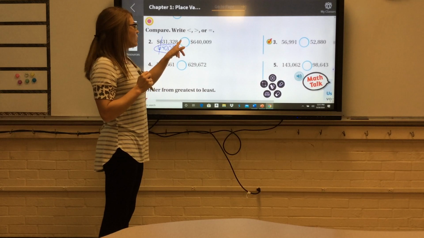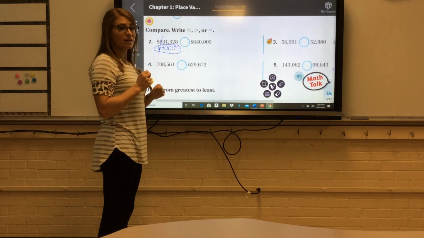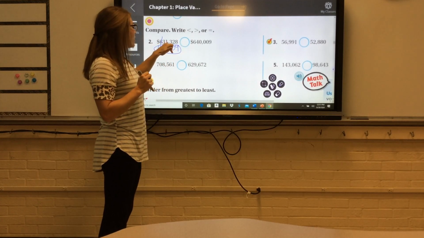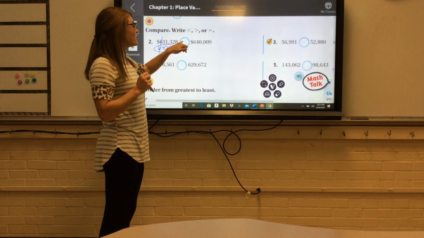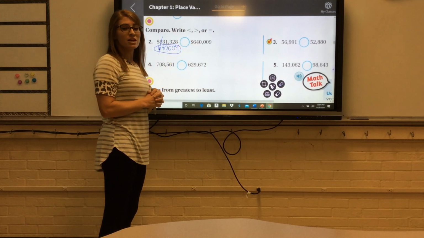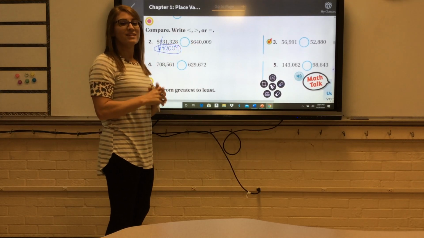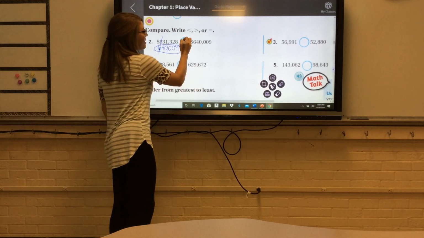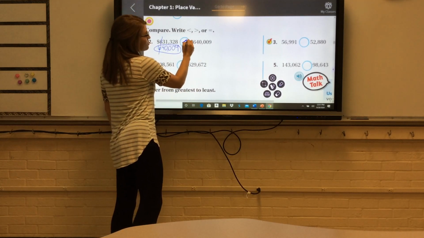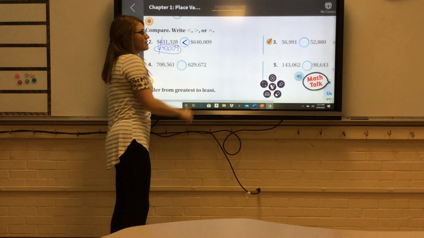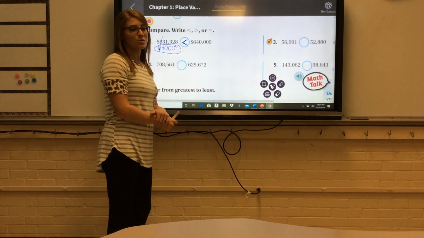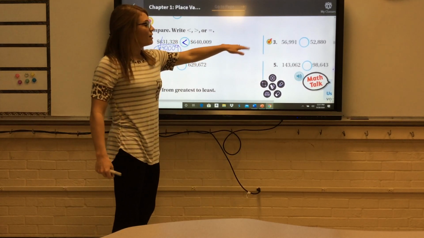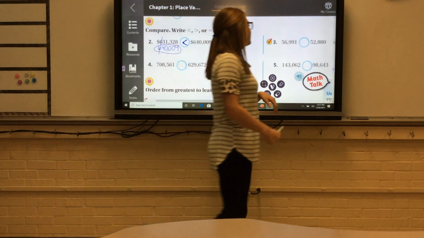So now I've got to figure out which inequality symbol will go here. 631,328 is less than, greater than, or equal to 640,009? Right, it's less than. So my less than symbol that, remember, opens up to the right is going to go in our answer circle here. Great job.